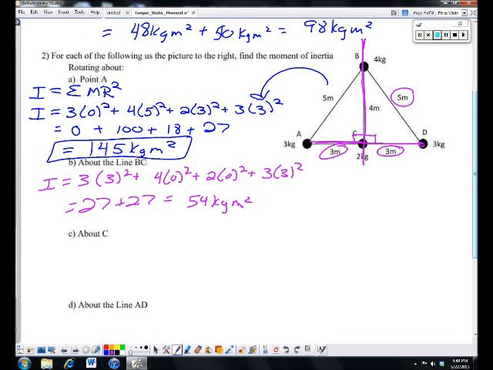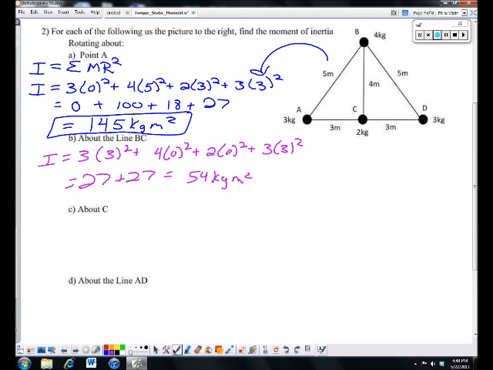Almost done. Let's try a couple more. So let's clear all this junk off, because again, we're going to look at the same picture one more time. So about point C. Okay. So let's speed this up a little bit. So I is going to equal, let's do A. So it's 3 times 3 squared plus B, which is 4 times 4 squared, plus C is 0. I'm not going to write it down anymore. D is 3 times 3 squared. Notice I was trying to help you out a teeny tiny bit.